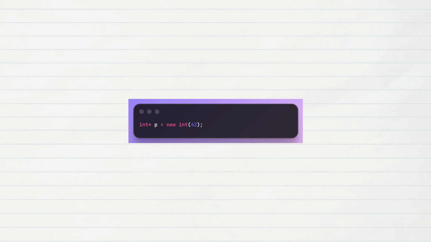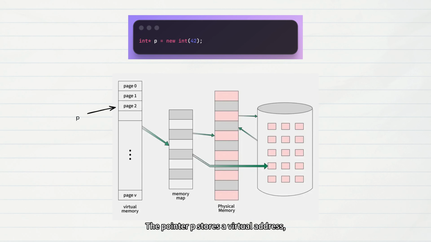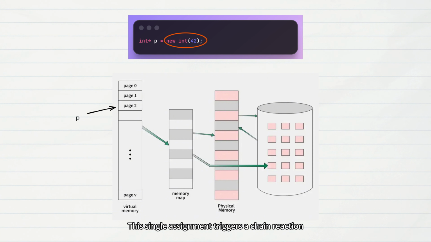Back to our code. After this line of code executes, our program has merely obtained a range of valid virtual address space. The pointer P stores a virtual address, and at this point, the program occupies 0 bytes of physical memory. The real physical memory allocation, the real performance cost, is all hidden in the next seemingly simple assignment operation. This single assignment triggers a chain reaction of hardware-level events inside the computer.